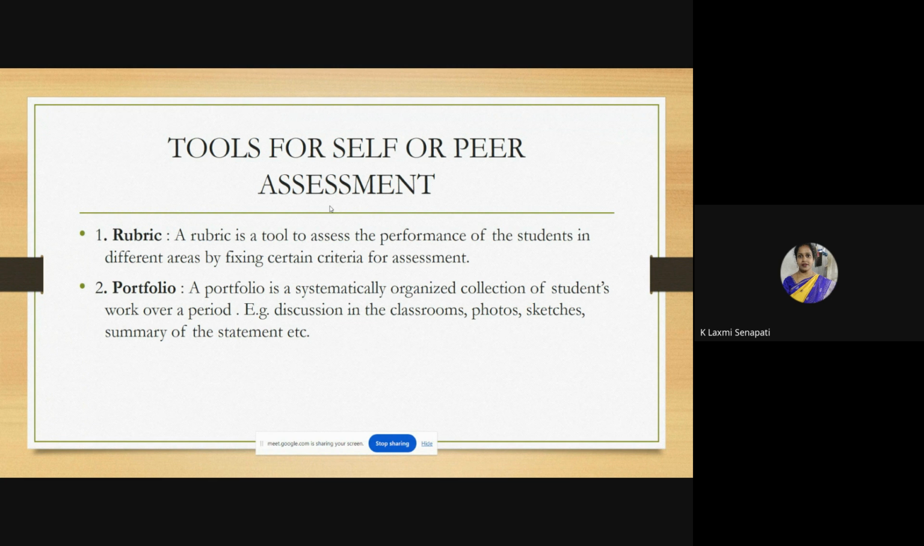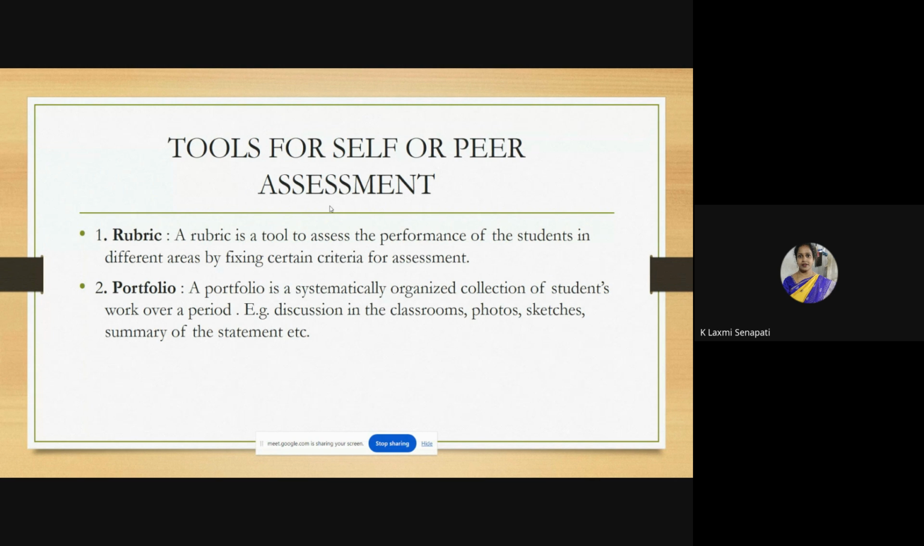And the next one is portfolio. In portfolio, it is a systematically organized collection of students' work over a period. Example, discussion in the classroom, their photos, cases, summary of the statement, etc. What we will do, a systematically organized collection of the students' work over a period.